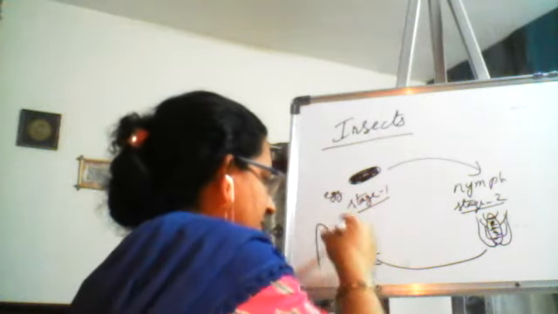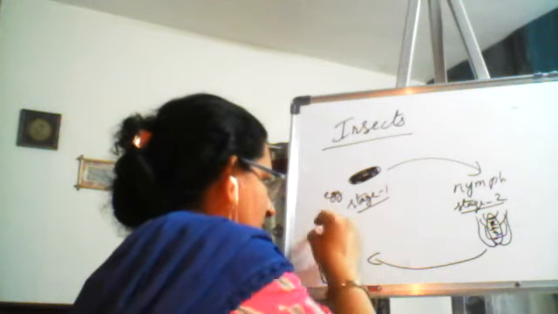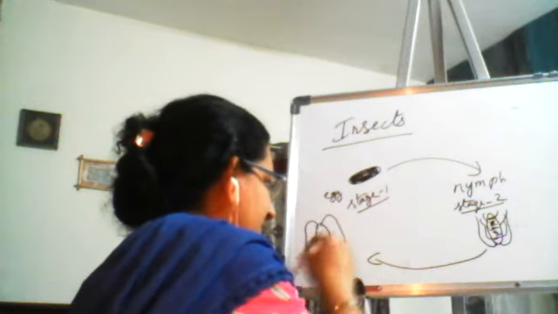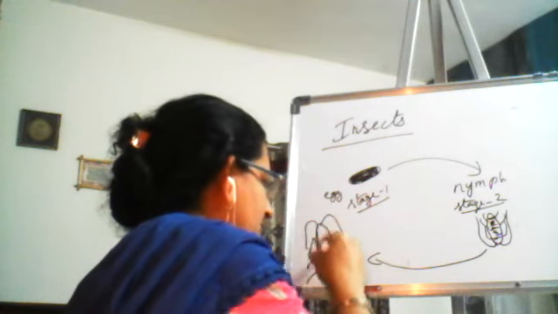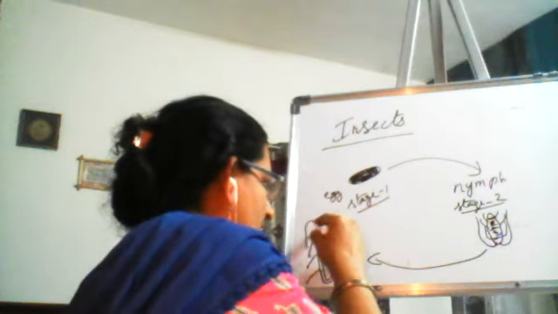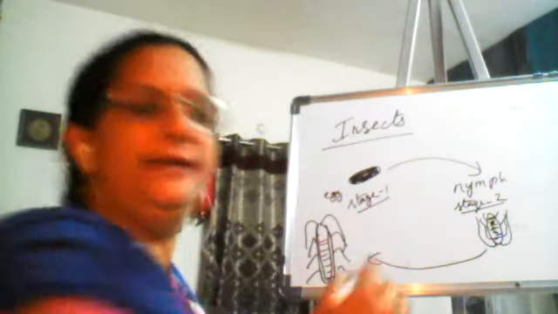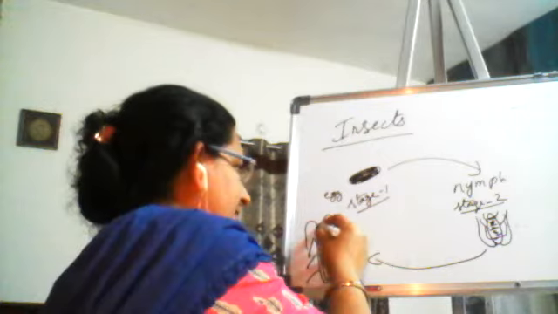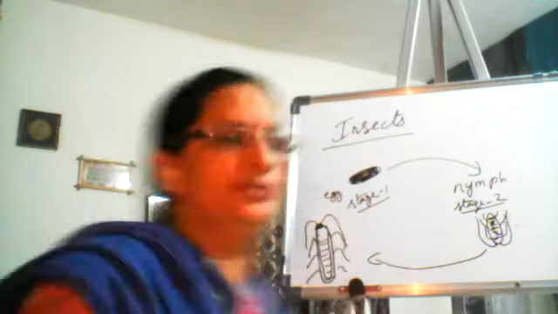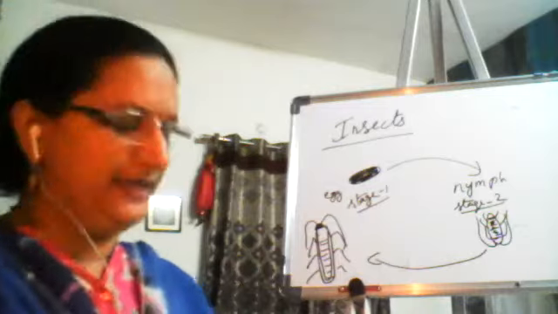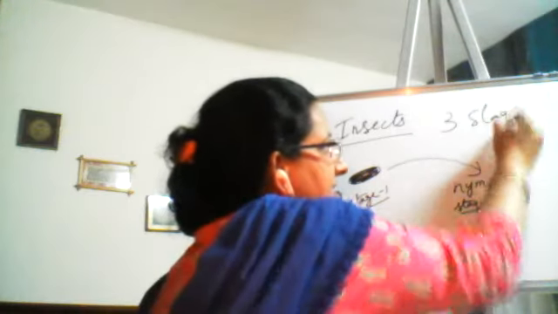And finally it becomes the adult cockroach. It will molt the skin several times. Means what? It will remove the outermost skin many times, then it will grow into the adult cockroach. So this is how the cockroach's life cycle. How many stages? 3 stages in its life cycle.